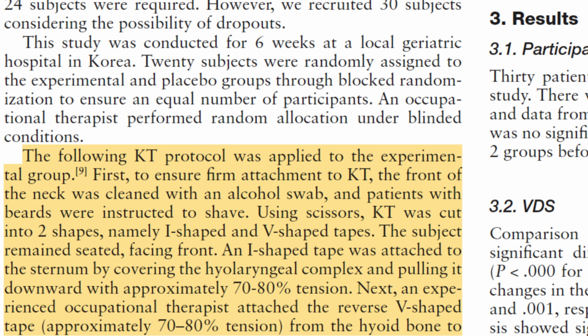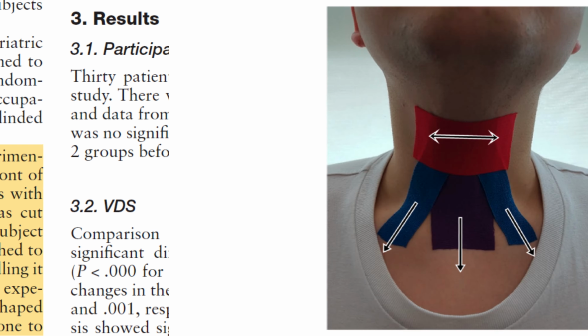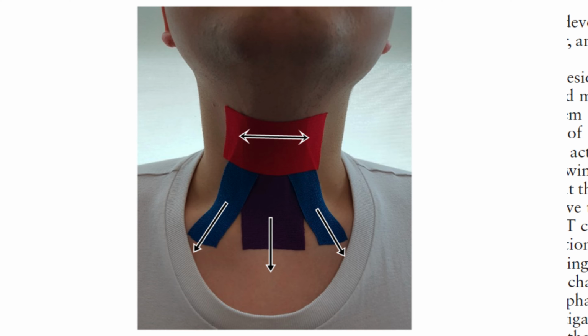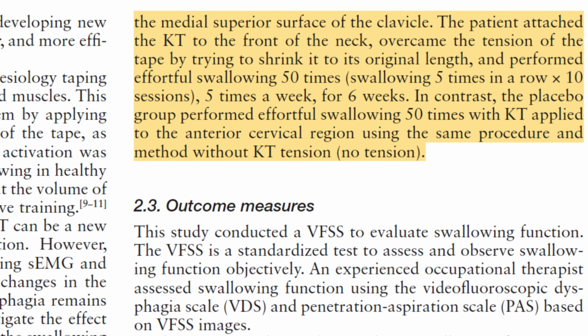On page 2, the authors describe the taping protocol which was applied to the experimental and placebo groups. They described how the participants' necks were cleaned, how the tape was cut, then applied to the front of the neck, and how participants were instructed to complete effortful swallowing 50 times. This involved swallowing 5 times in a row, 10 times a day. This was repeated 5 times per week for 6 weeks. The placebo group performed the same procedure with the tape applied to the anterior cervical region and the effortful swallowing. The only difference was that the tape was applied without the 70 to 80% tension that was used in the treatment group. So for question 4 in the checklist, I would say yes, participants were blinded to treatment assignment.